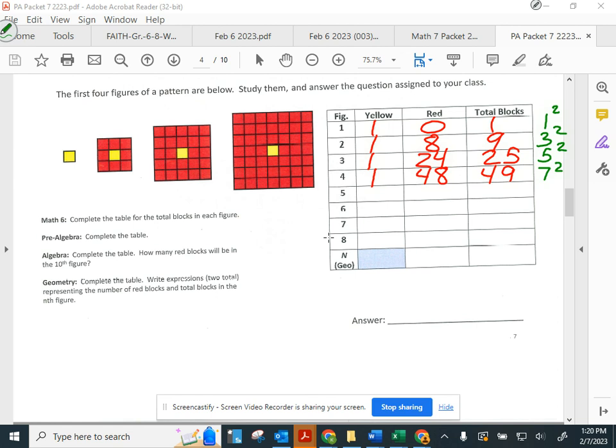So always be thinking, what kind of pattern do I see? Sometimes it's easy patterns. Oh, it's every 2. I'm skip counting by 2s. But right now, we can see those perfect squares of our odd numbers. So continue those patterns.